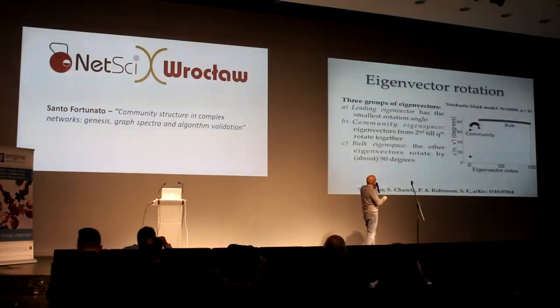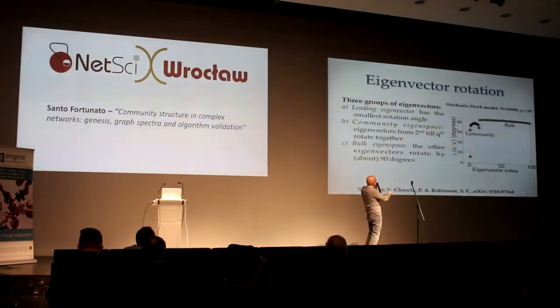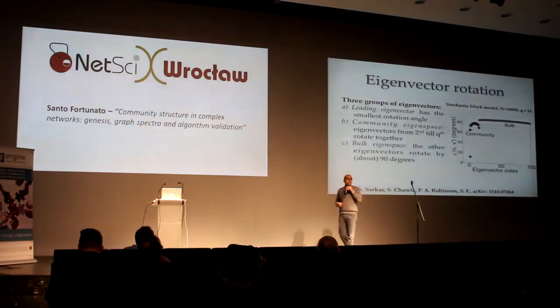And the symbols here represent the angle of rotation of the eigenvector of the perturbed matrix with respect to the eigenvector of the original matrix. The leading eigenvector you see doesn't rotate very much. It's given by this plus here. Then there is a community eigenspace. These are in fact all eigenvectors from the second to the 16th. And then there is a separation with the bulk eigenvectors, which rotate by almost 90 degrees. These are angle degrees, not radians.